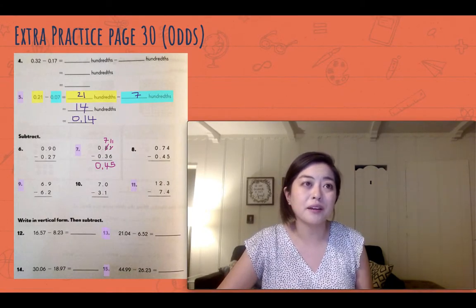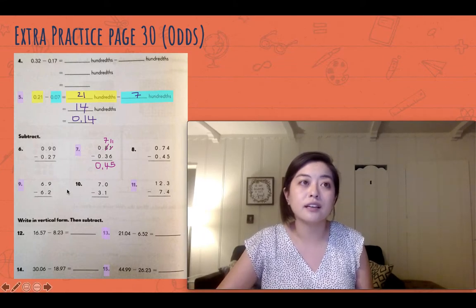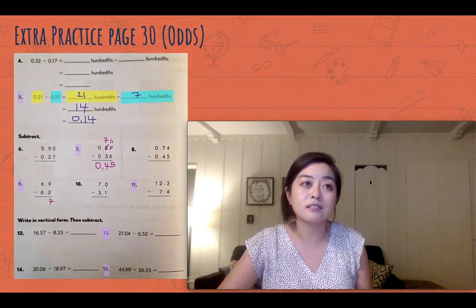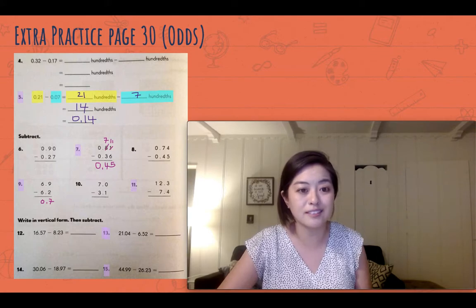Let's look at number 9. Okay, let's start with the lowest place value column, which is here, the tenths. 9 tenths minus 2 tenths is 7 tenths. Drop the decimal point, and 6 minus 6 is 0, so it's 0.7.